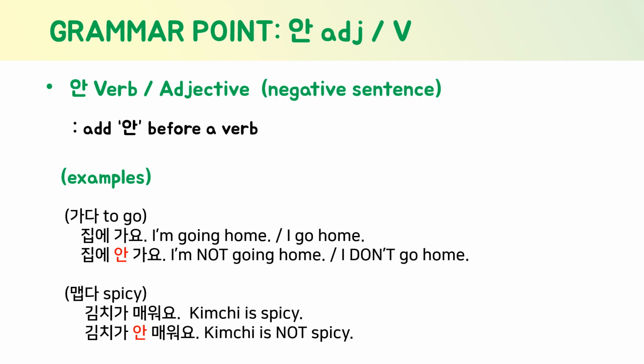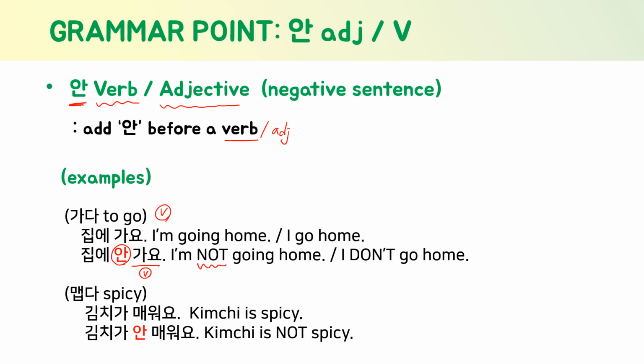And the last grammar point is the negative word, 안. You can use this negative word with a verb or adjective. All you need to do is add 안 before a verb or adjective. For example, 가다, the verb to go. 집에 가요, I am going home. But how do you say I'm not going home? All you need to do is add 안 before the verb. 집에 안 가요.